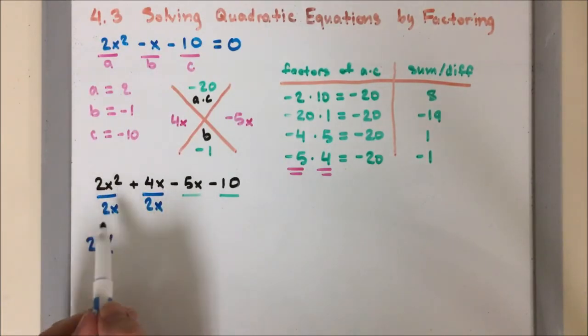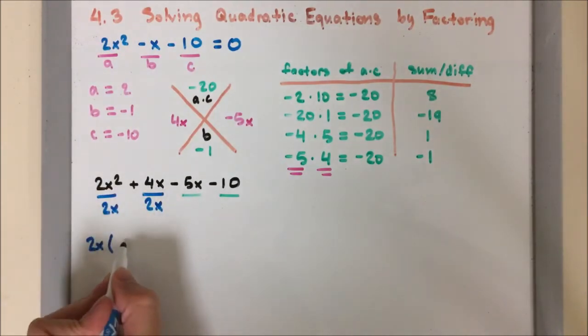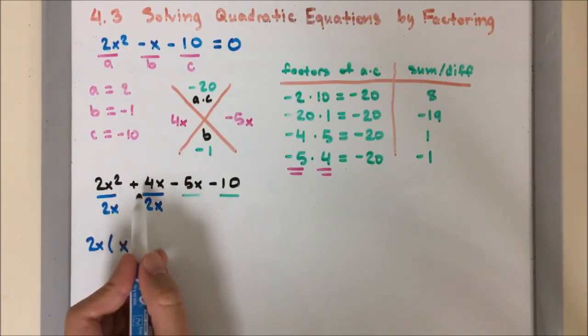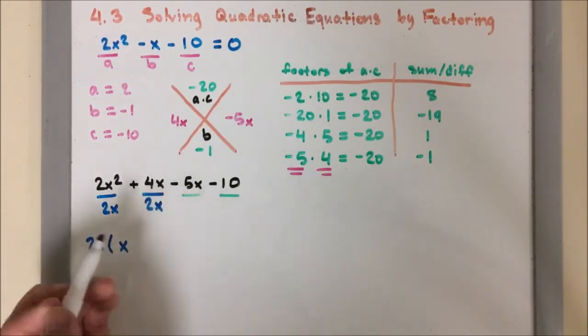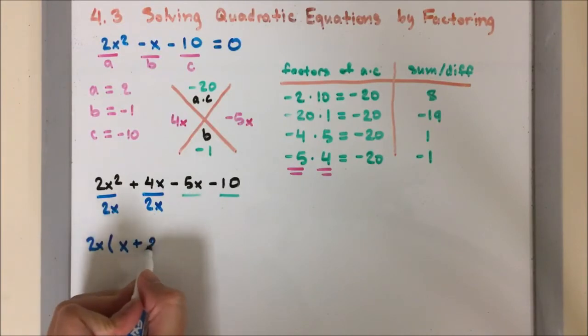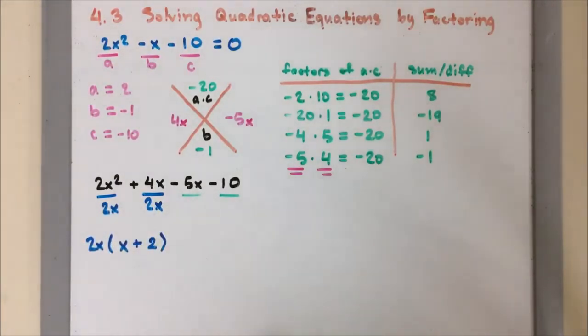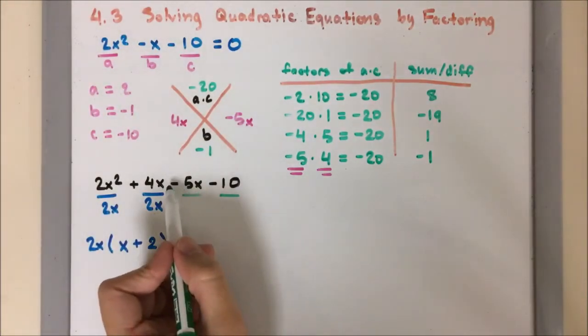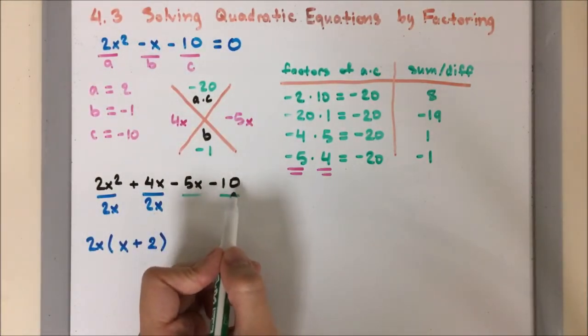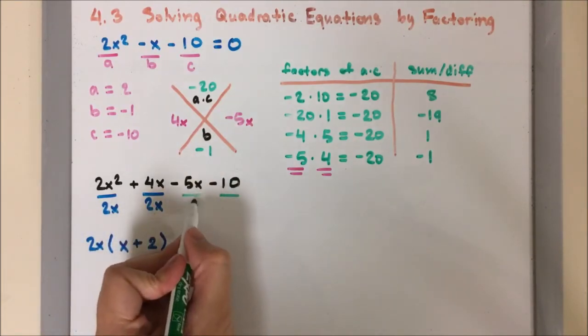2x squared divided by 2x is simply x. Positive 4x divided by 2x is plus 2. And then close parenthesis. Alright, let's start identifying our GCF on the right side. So negative 5x and negative 10, they're both divisible by 5.